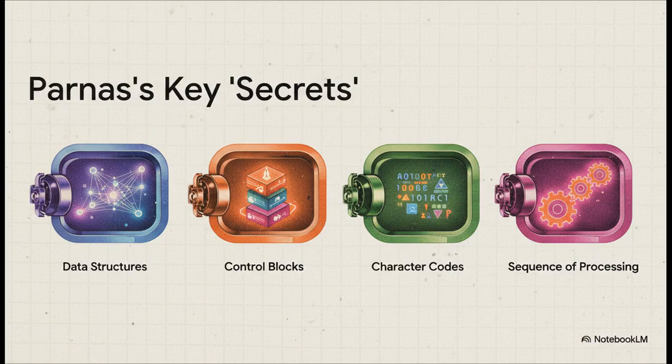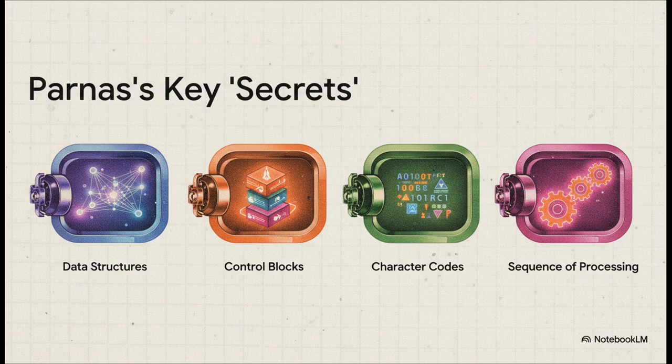And Parnas even gives us a handy list of the kinds of secrets we should be looking to hide. Things like the specific data structures you're using, the format of low-level control blocks in an OS, character codes, data representations, even the exact sequence that you process items in. Every single one of these is a potential weak spot that you can make stronger just by hiding it away inside its own module.